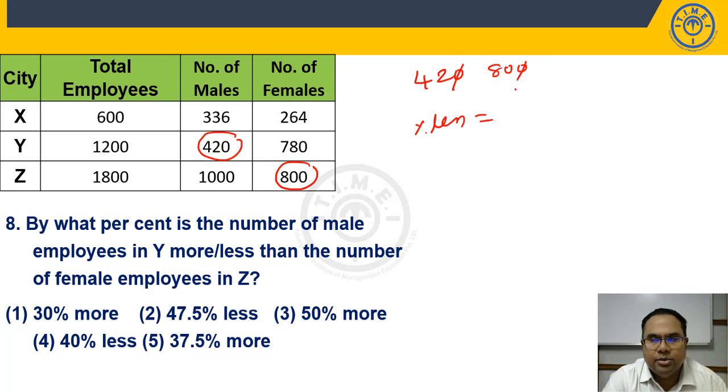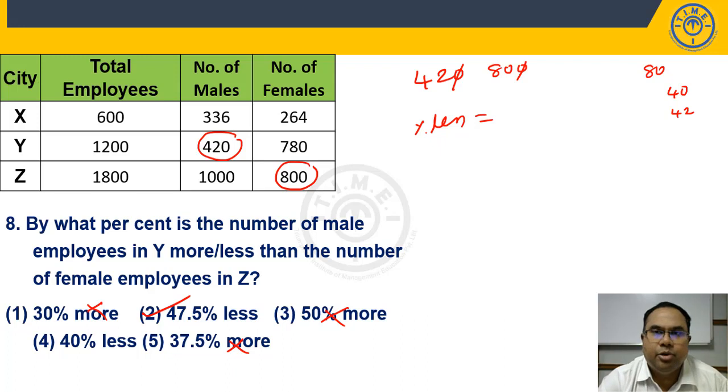By observation I can say it is slightly less than 50%. Because what is half of 80? Half of 80 is 40. If it is 40, it is 50% less. But it is 42, slightly more than half. So the answer should be slightly less than 50%. So definitely more is not my answer. It is less. So slightly less than 50%, I could choose.